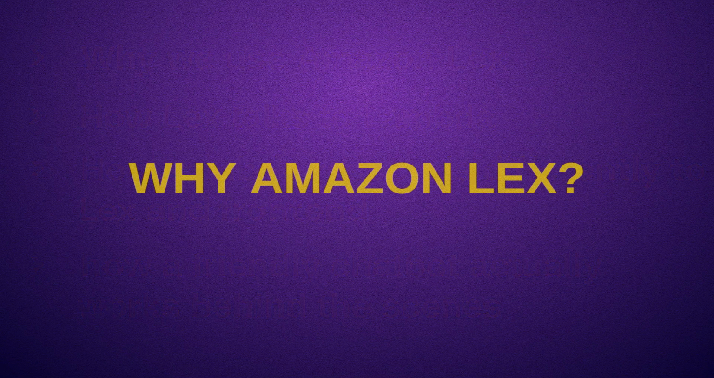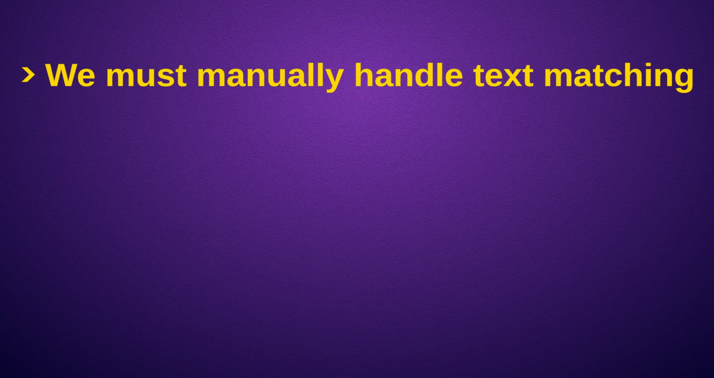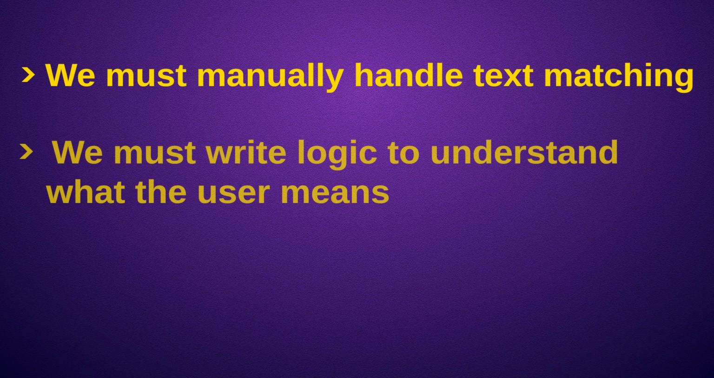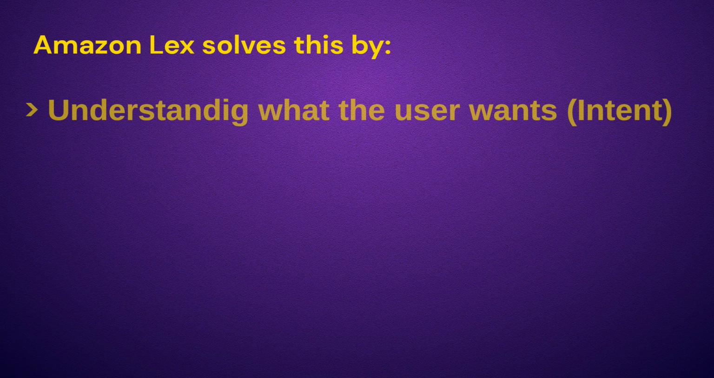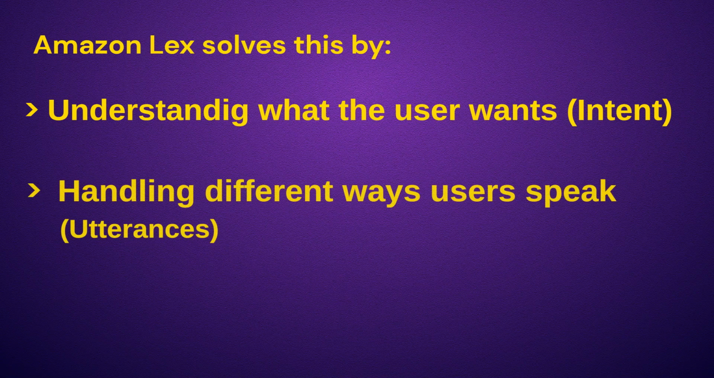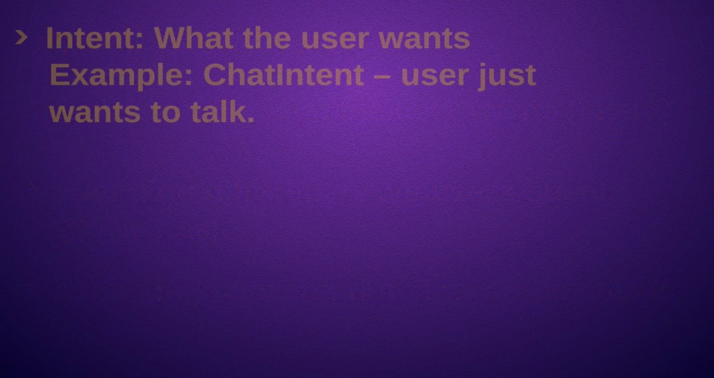So let's get started. Why Amazon Lex? Before building, let's understand why Lex exists. If we build a chatbot using only frontend and Lambda, then we must manually handle text matching. We must write logic to understand what the user means. We must manage conversation flow ourselves. Amazon Lex solves this by understanding what the user wants, intent, handling different ways users speak, utterances, and managing conversation flow automatically. So Lex becomes the brain, and Lambda becomes the backend worker.